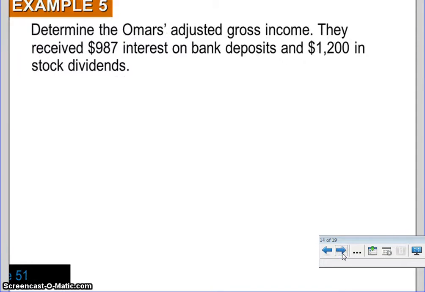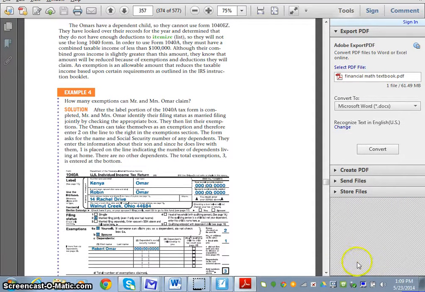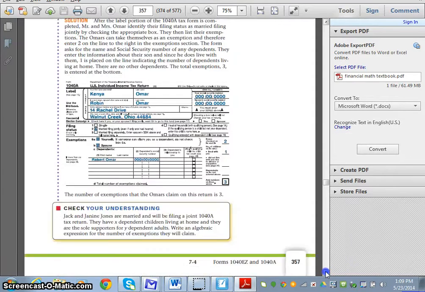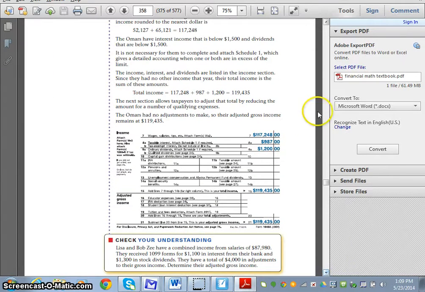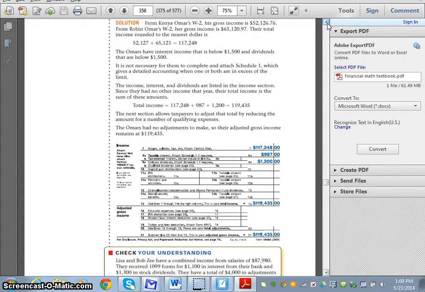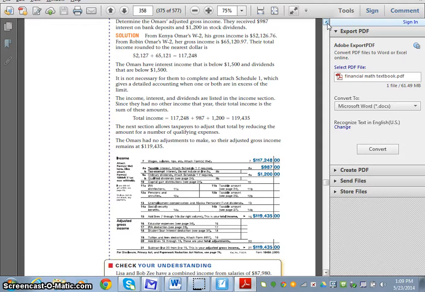All right, determine the Omars' adjusted gross income. They just received $987 in interest in a bank and $1,200 in stock dividends. So as we continue down, we're going to take their income, which we can see from the W-2s is added up to $117,248. And we can see this right here.